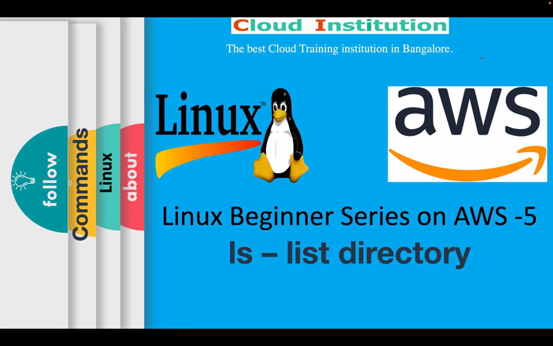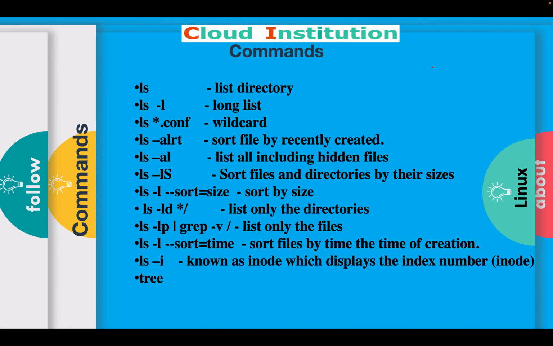So today in this session, we're going to continue with the Linux beginner series on AWS, which is part 5. Today we're going to see one of the interesting commands, which is ls, which lists a directory. What are the different options out there for listing directories and finding files and all this stuff? So let's directly dive into the session.